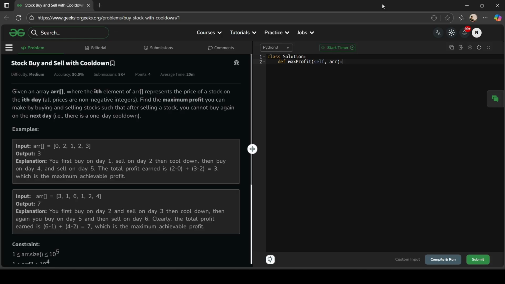Given an array where the ith element represents the price of a stock, you have to find the maximum profit that you can make by buying and selling stocks. But there is one rule: in case you sell a stock, you can't buy again the next day. Basically, you have a 1 day cooldown between selling and buying stocks. So now let's see how we can solve this.